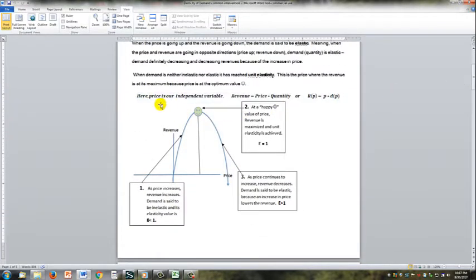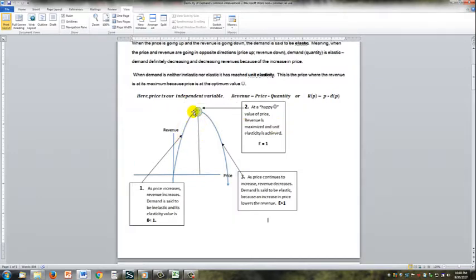So here, price is our input, our independent variable, and we know that revenue is equal to price times quantity, or R of P equals P times the demand equation. So here's price on the x-axis, and here's revenue on the y-axis. And right here, the price is increasing, and the revenue is increasing. And hiding behind the graph is the quantity.